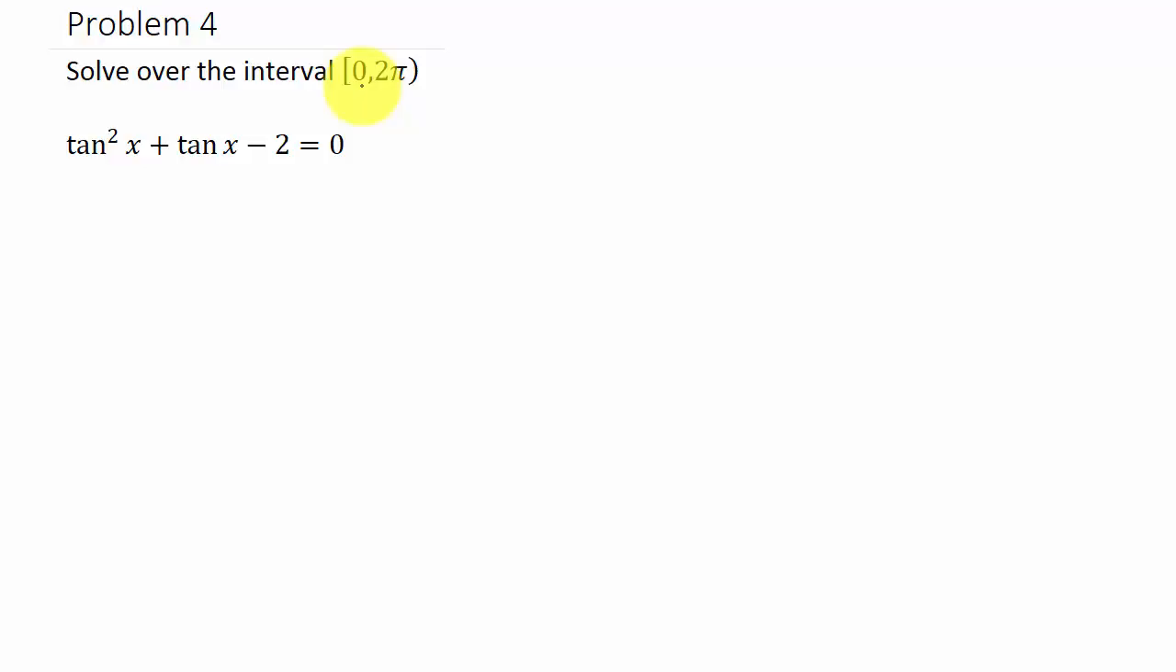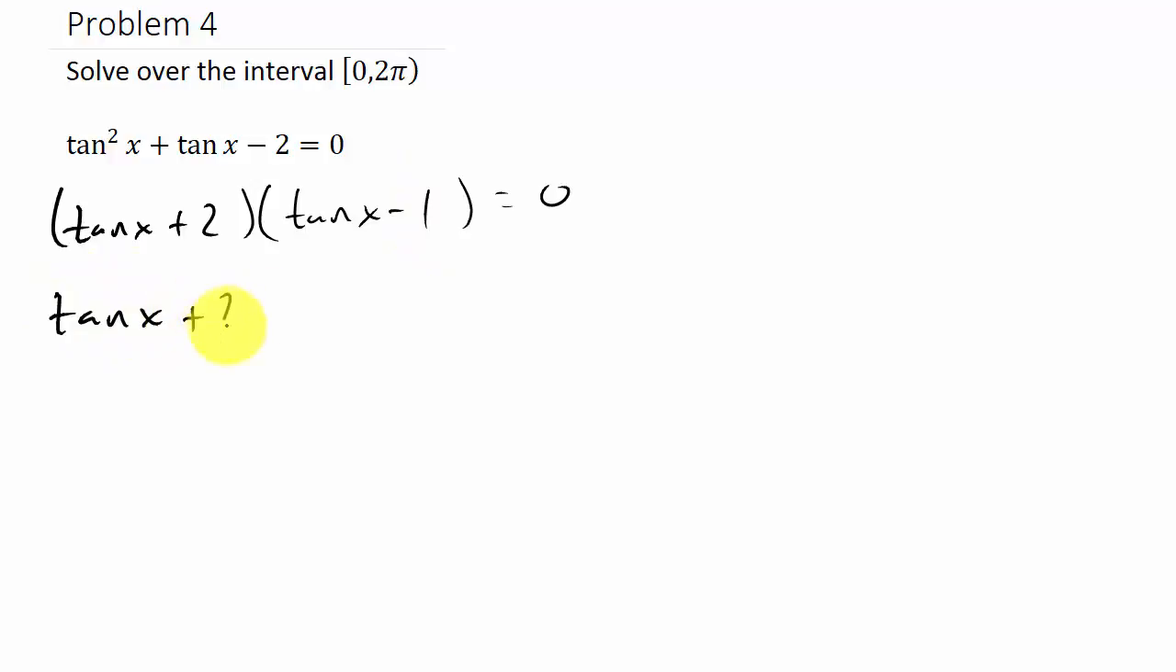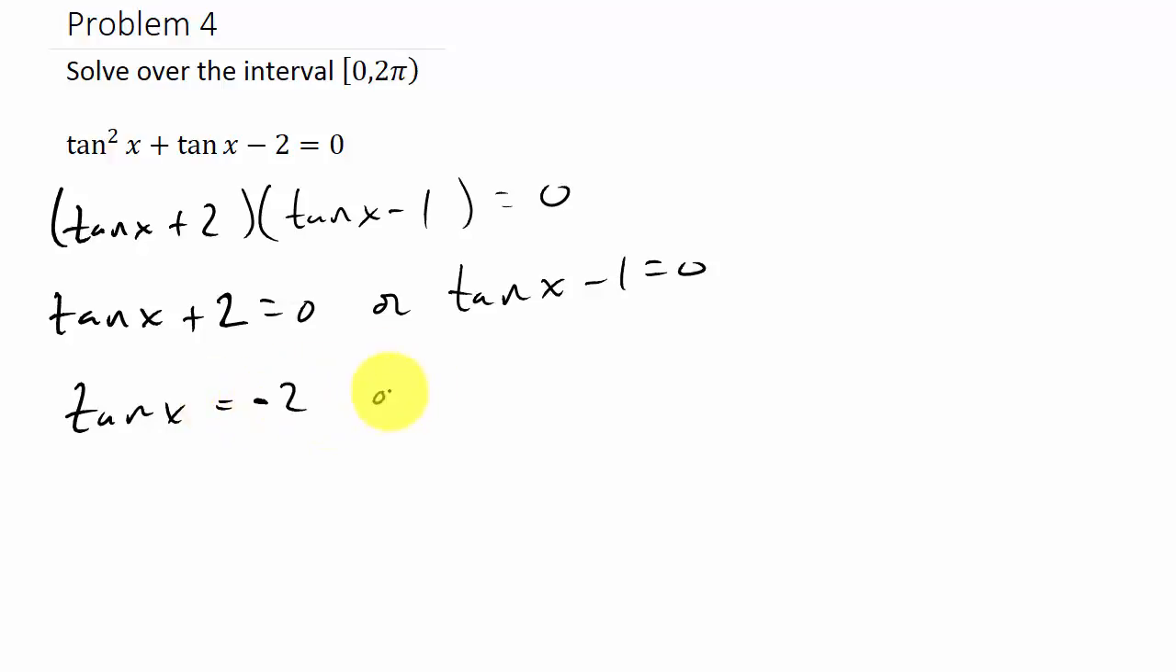So the first thing we need to do: it looks like a quadratic, so we can factor this. That's going to give me tangent x plus 2 times tangent x minus 1. So tangent x plus 2 equals 0, or tangent x minus 1 equals 0. So I have tangent x equals negative 2, or tangent x equals 1.